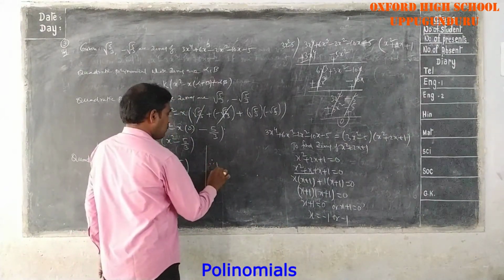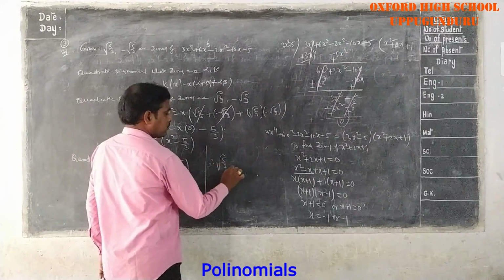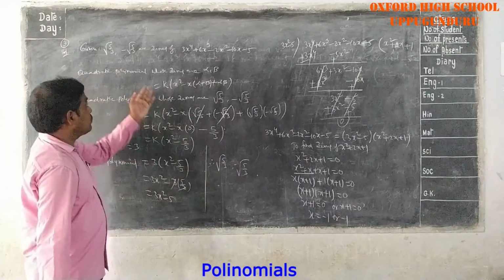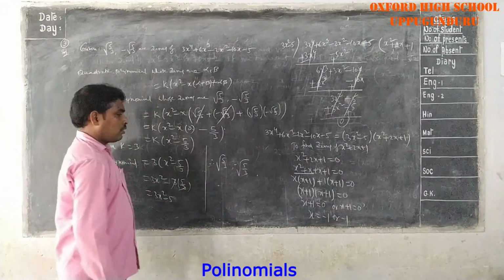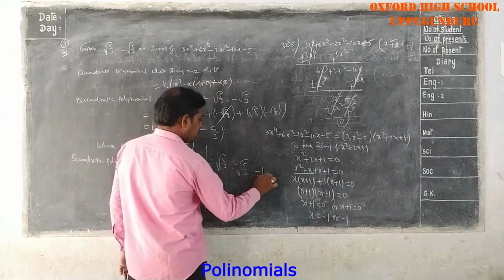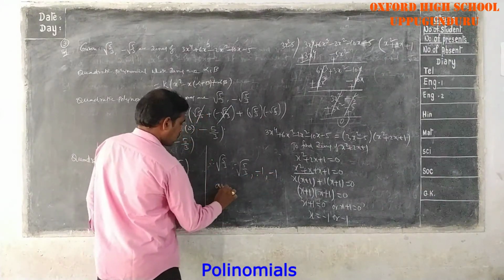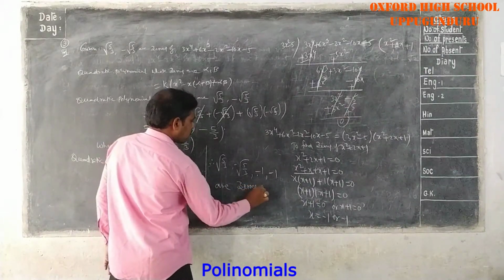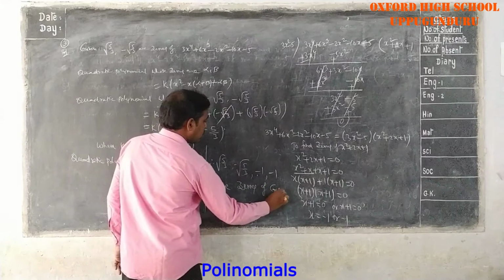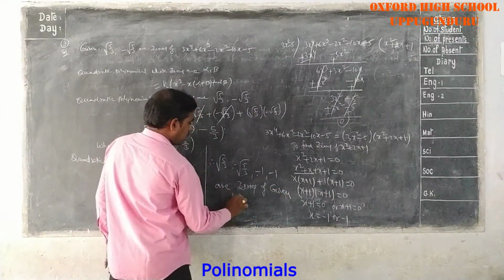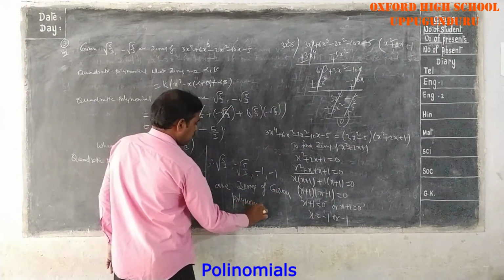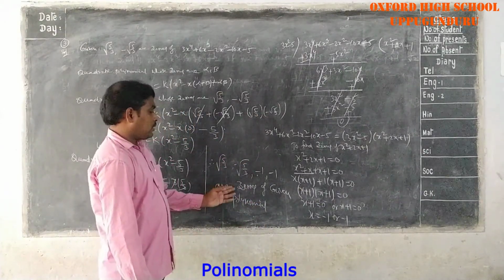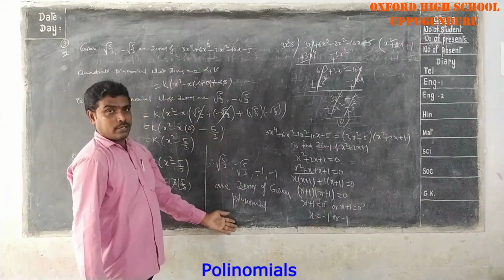Therefore, root 5 by 3 and minus root 5 by 3, already they gave these two zeros in the question only. And what are the zeros we are finding now? Minus 1, minus 1 are zeros of the given polynomial. Or you can write that polynomial here also. These are the zeros of this polynomial, you can write here also.